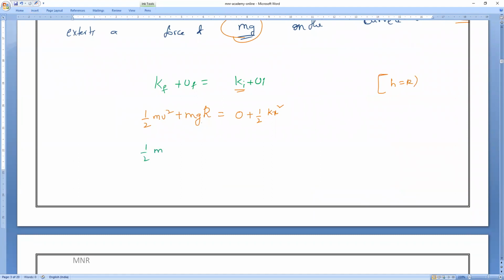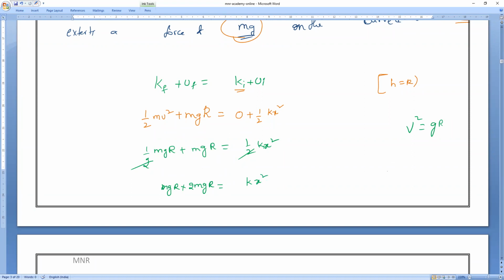So half into m into v square, we all know that. Just now we have done. v square means what is the answer? gR. So I will write this one. So here mgR plus here also we are getting already mgR, which is equal to half k x square. So both the sides half will get cancelled. Now, sorry, it is not multiplication. Can I make it as mgR plus 2mgR, then it will be cancelled. Am I right, guys? Yes. mgR plus 2mgR, which is equal to, then 2 will get cancelled, which is equal to k x square.